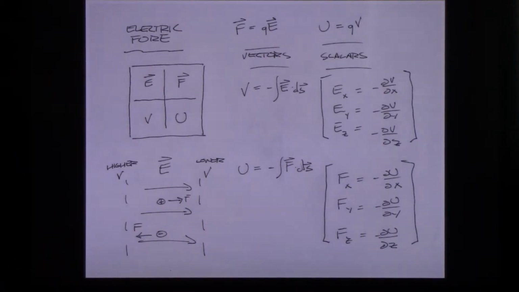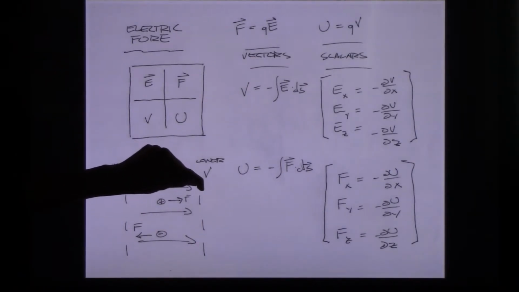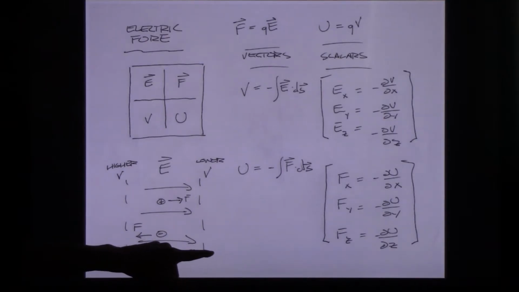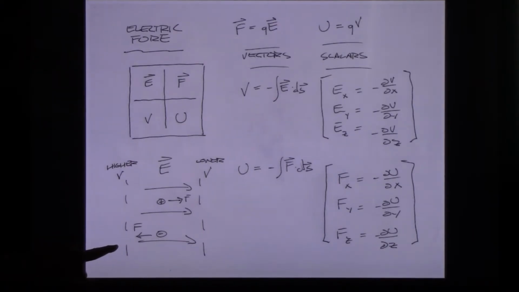But as far as the potential energy, it depends on the sign of the charge. If the charge is positive, then higher potential energy is to the left, lower potential energy is to the right in this particular diagram. But if it's a negative charge, that reverses. So for a negative charge, this side is at the higher potential energy, and the left side would be lower. So same set of formulas that allow us to switch back and forth.